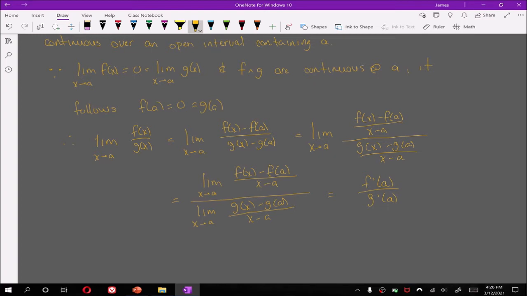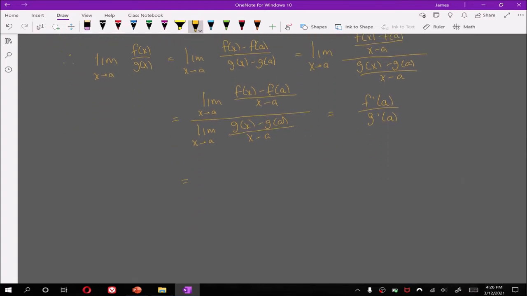But both f prime and g prime are continuous at a. So we can write that as the limit as x approaches a of f prime of x over the limit as x approaches a of g prime of x. And then using the quotient rule for limits once again, that is the limit as x approaches a of f prime of x over g prime of x. This was our desired result, and so the proof is complete.